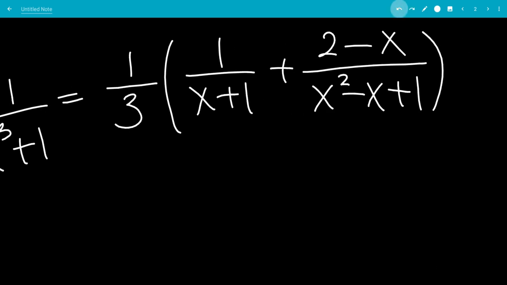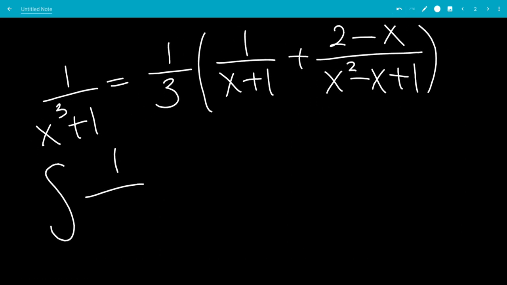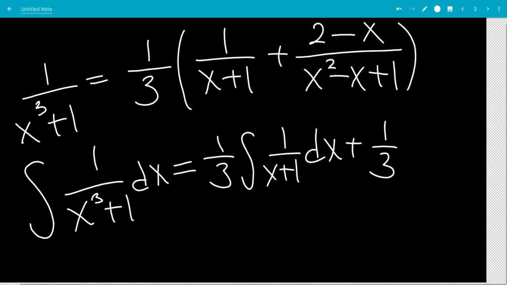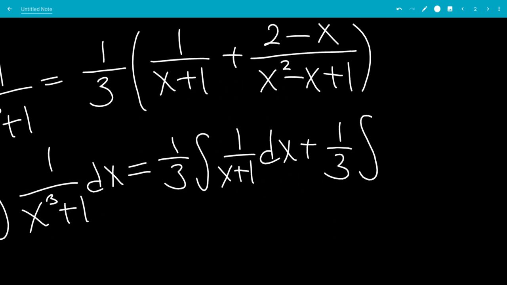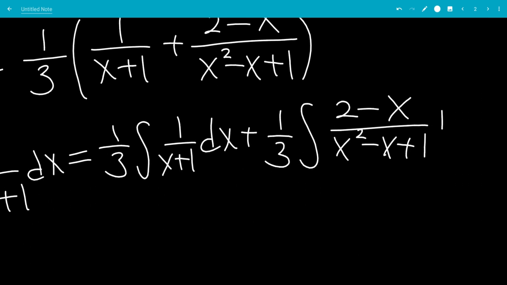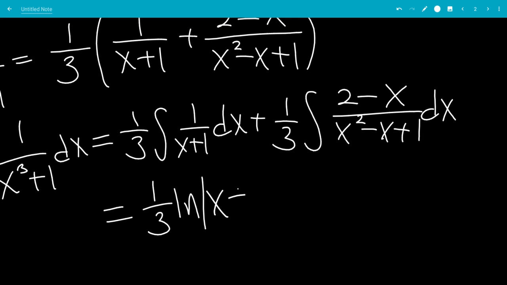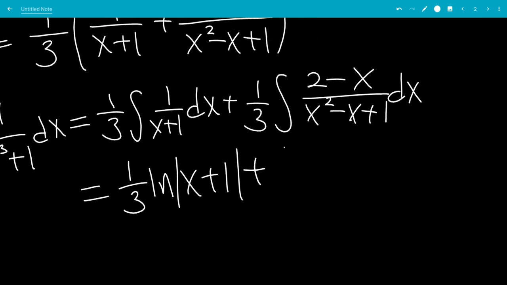Okay, now the integral of 1 over x cubed plus 1 dx, we can take the 1/3 out. We can integrate this piece by piece, so this is just the integral of 1 over x plus 1, and then plus 1/3 the integral of 2 minus x over x squared minus x plus 1 dx. Now this first integral is really easy. That's just natural log absolute value of x plus 1, plus 1/3.